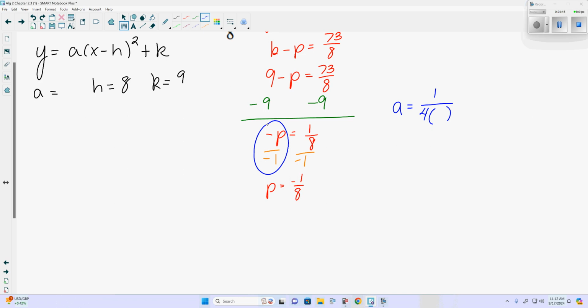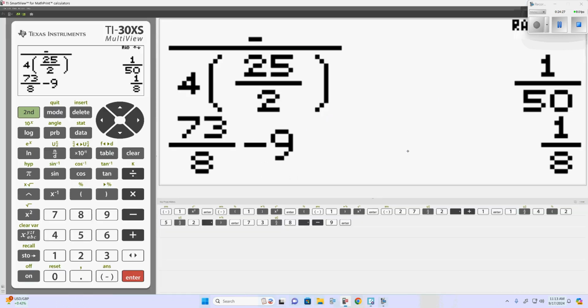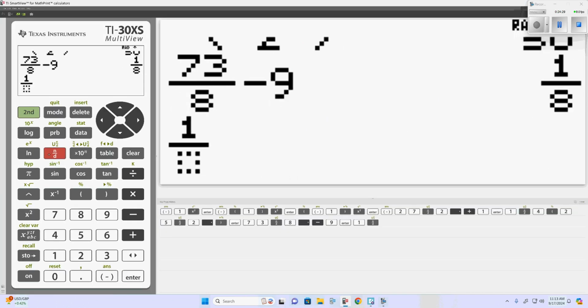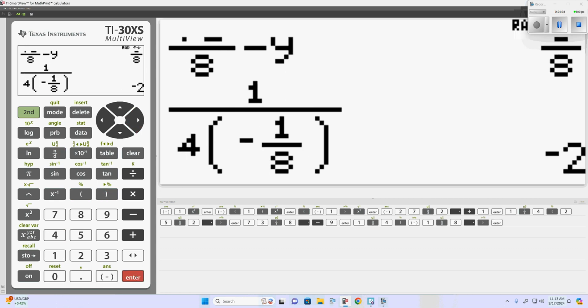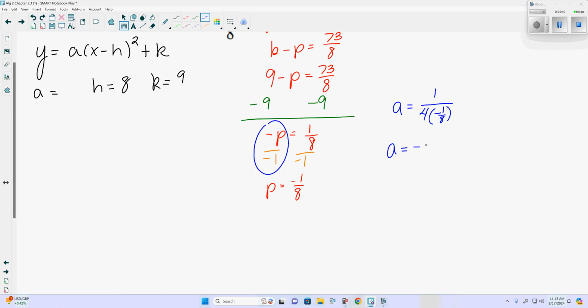Now that we have p, to find the number that goes into the equation, we need to find a. Well, a is 1 over 4p. 1 over 4 times negative 1/8. And again, I'll let the calculator do the calculating for us, telling us that a is negative 2.